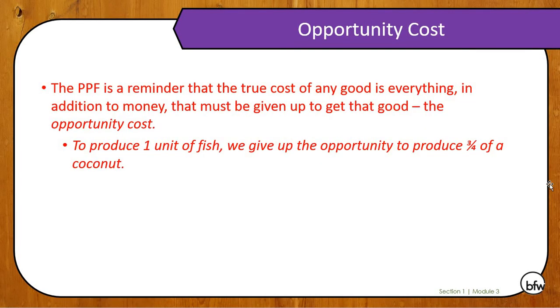Now, on to opportunity cost. The production possibility frontier is a reminder that the true cost of any good is everything in addition to money that must be given up in order to get that good, otherwise known as the opportunity cost. Ignore this right here. This is from an old PowerPoint.